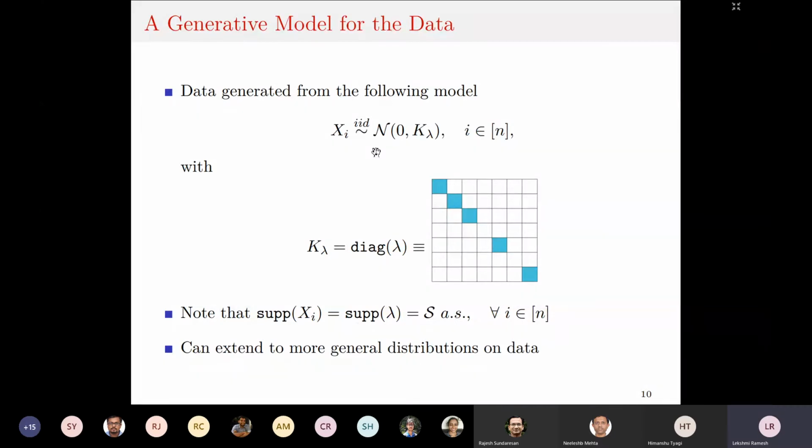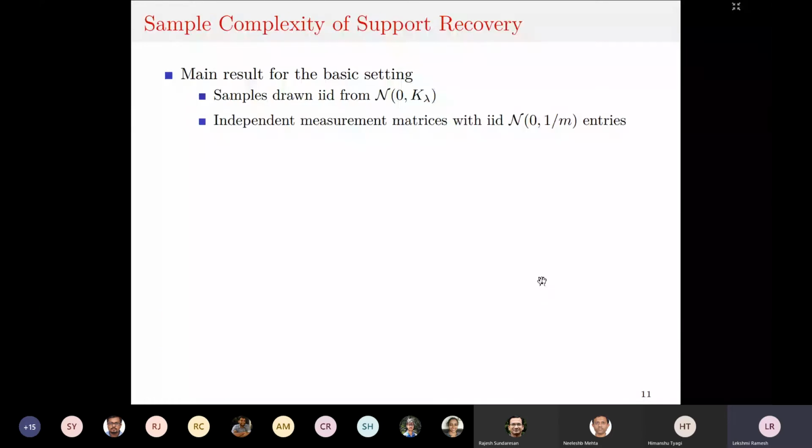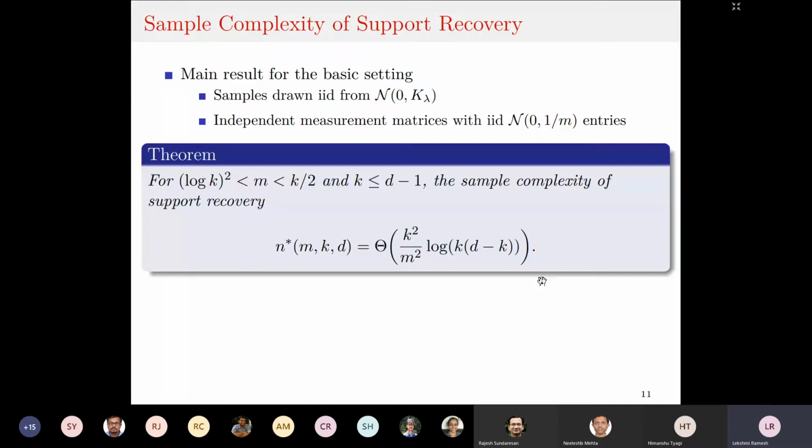So for this setting, what can we show? We can show that if you have P matrices that are drawn independently for each sample and they have IID normal entries, then the minimum number of samples that you require for this support recovery problem scales like k squared over m squared times log k times d minus k. This is the small measurement regime where m is less than k over 2 and it only needs to be as big as log k squared. And support size can be as large as d minus 1.